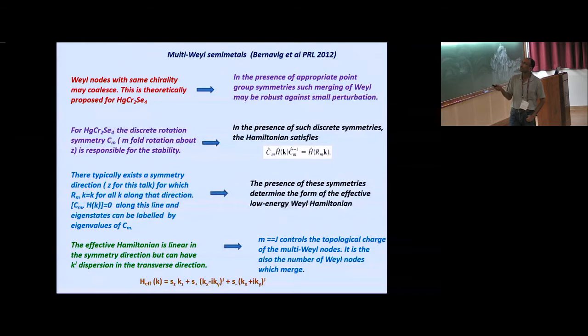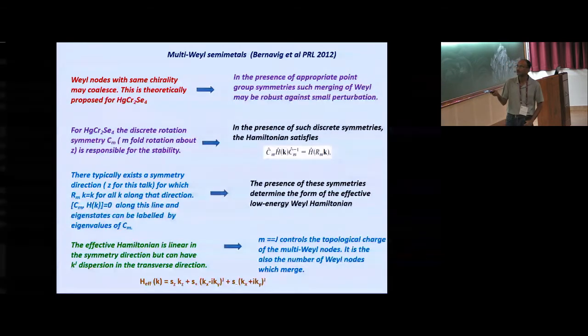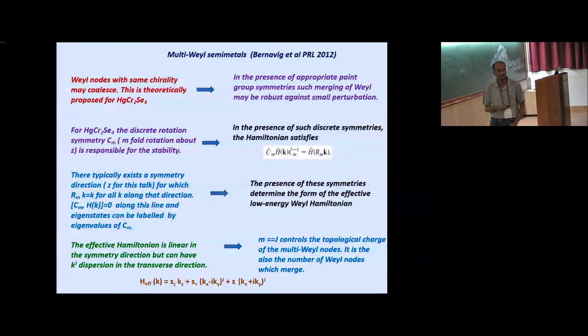In the presence of such a discrete symmetry, the Hamiltonian would satisfy something like this. If there is an axis of this symmetry, which is here the rotation axis, you know that around that axis, this rotation matrix Rm acting on K would give you back K because it doesn't do anything around that axis. And therefore, from this relation, you see that Cm and H commute, and therefore one can classify the eigenstates of this Hamiltonian by eigenvalues of Cm as well.